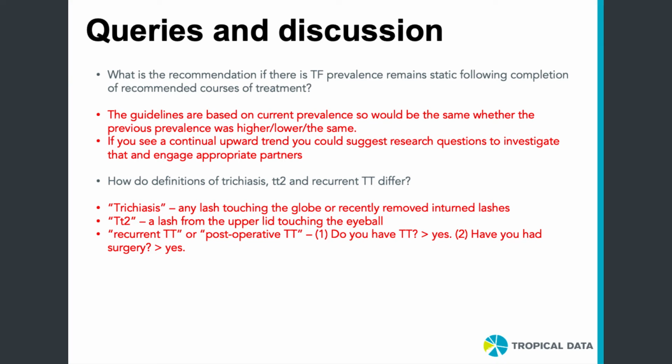the same. If you see a continual upward trend, you could suggest research questions to investigate that and engage appropriate partners. How do definitions of trichiasis, TT2, and recurrent TT differ? A. Trichiasis: any lash touching the globe or recently removed in-turned eyelashes. TT2: a lash from the upper lid touching the eyeball. Recurrent TT or post-operative TT.